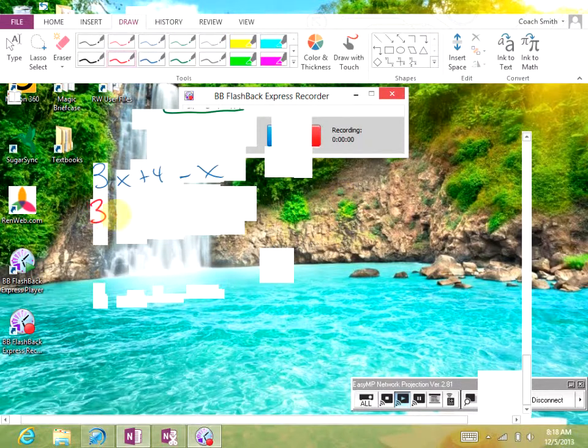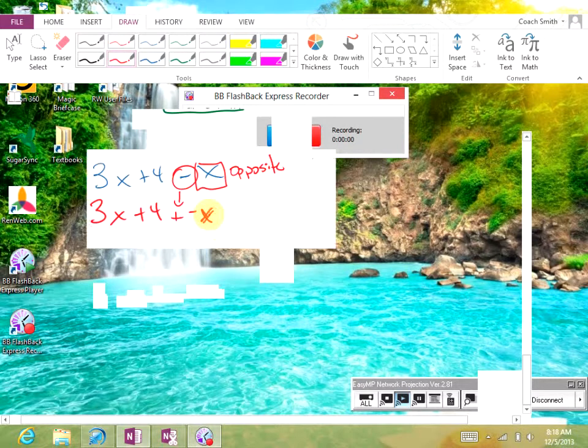If we rewrite that problem and make an equivalent problem where we change that to addition and we do the opposite of what's behind the subtraction sign, that would be negative x. Now, that brings me back to my point that we sort of talked about yesterday. Remember, there is a 1 right there. So that's negative 1x.